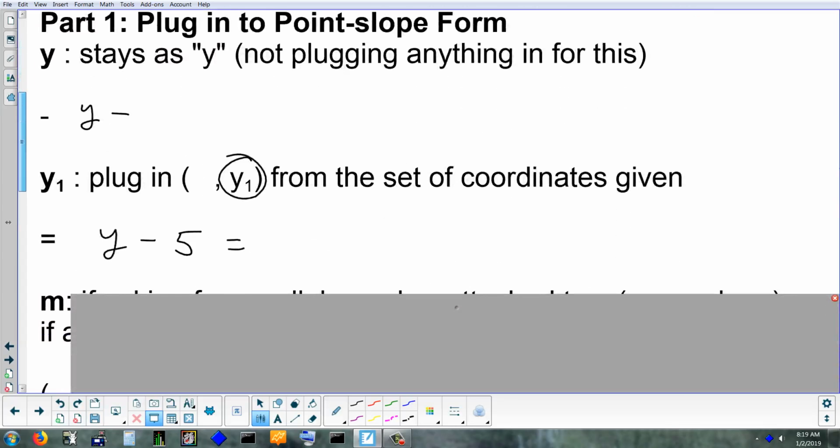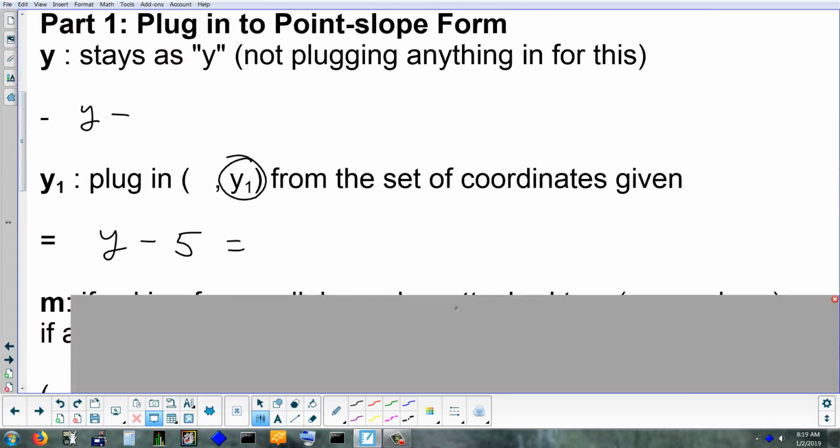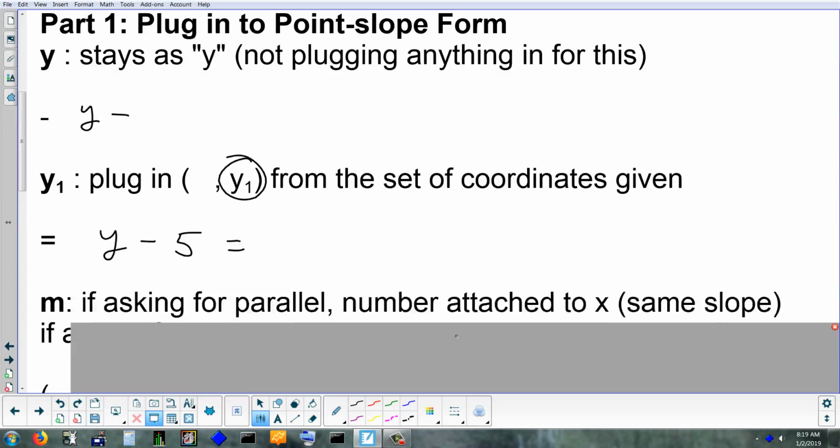Is that the whole equation? No, we still got to do the right-hand side. That's all the x's. So the y's are on the left, the x's are on the right. What else is going to be on the right, too, besides just the x's? The slope. Okay, we got to put the slope there. So m, that's your slope.